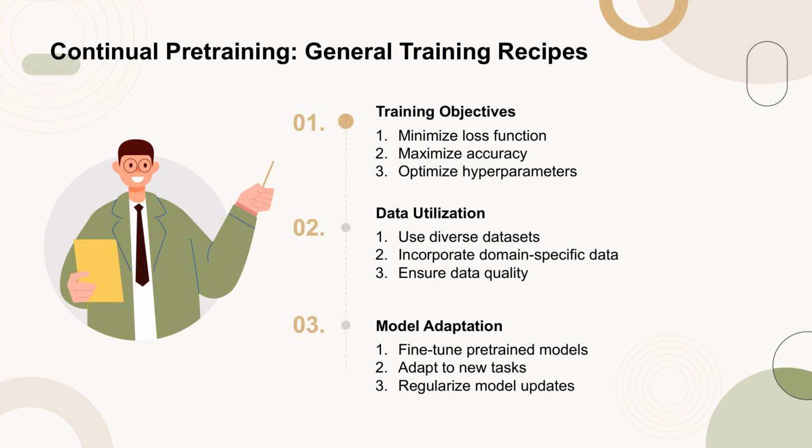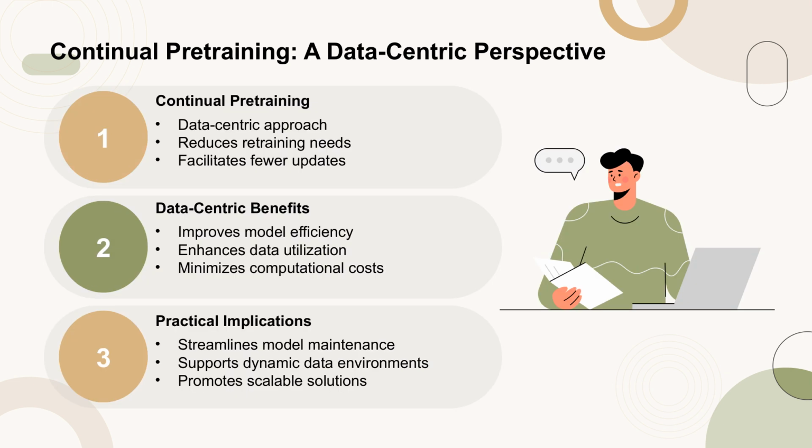The primary training objectives include minimizing the loss function, maximizing accuracy, and optimizing hyperparameters. Data utilization strategies involve using diverse datasets, incorporating domain-specific data, and ensuring high data quality. For model adaptation, the authors recommend fine-tuning pre-trained models, adapting them to new tasks, and regularizing model updates to prevent overfitting. Continual pre-training adopts a data-centric approach to reduce the need for frequent retraining and facilitate fewer updates.